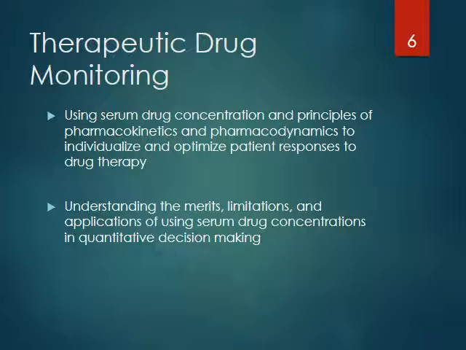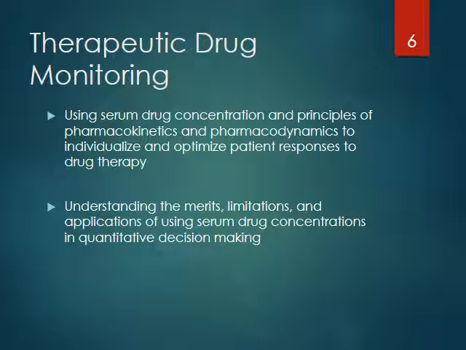So therapeutic drug monitoring specifically is going to be using serum drug concentrations, along with those principles of kinetics and also dynamics, pharmacodynamics, to individualize and optimize the patient's responses to drug therapy. So you may start out, say, most adult patients will start out with a drug at 1 gram every 8 hours. But based on therapeutic drug monitoring, you may eventually get to a point where you're changing doses and frequencies based on patients' individual factors and these serum drug concentrations, to where 1 gram every 12 hours might be more appropriate for them. This will help to make sure we're achieving maximum efficacy of the drug while also limiting toxicity.